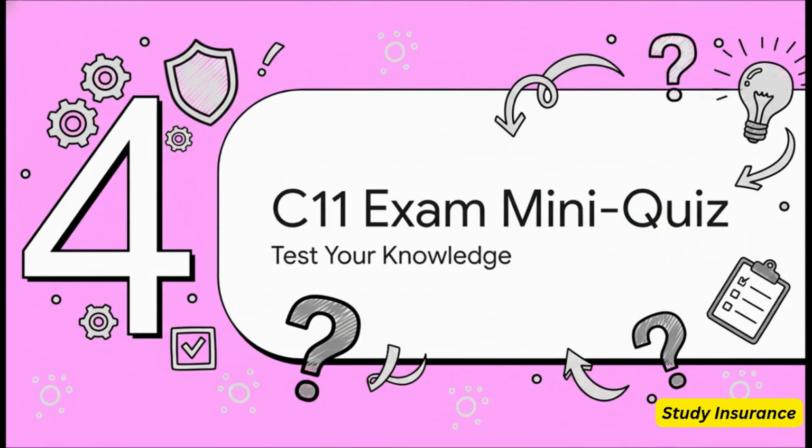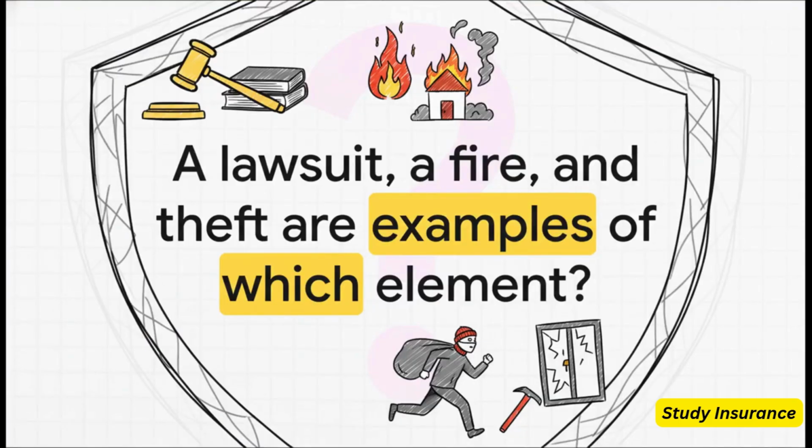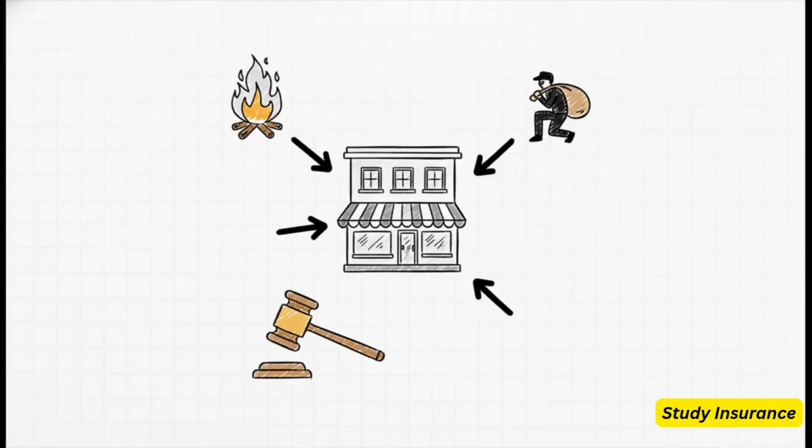So now it's time to put what you've learned to the test with a quick C11-style quiz. Let's see how much of that just stuck. You ready? Question 1. A slip and fall lawsuit, a fire, and theft. What are these things? Are they assets, consequences, perils, or control techniques? Think back to our 3-part breakdown. And the answer is C, perils. Remember, the peril is the cause of the loss. It's the how it could all go wrong.